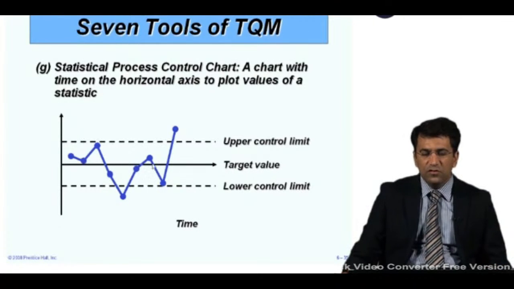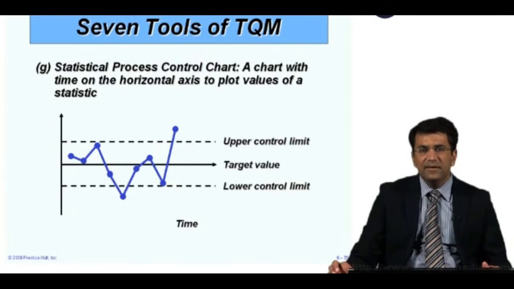Now let's have a view on this diagram, that this is the target value. Now this is the standard which we want to achieve in our operations, and if we are able to define this upper limit and the lower limit, and we are able to examine our processes, then this sort of diagram and this sort of approach will always help us to find out at what particular point of time we are going beyond these limits, which are not the acceptable limits.